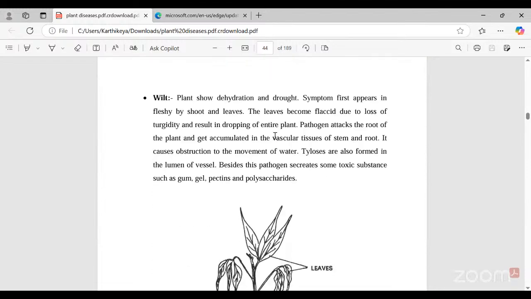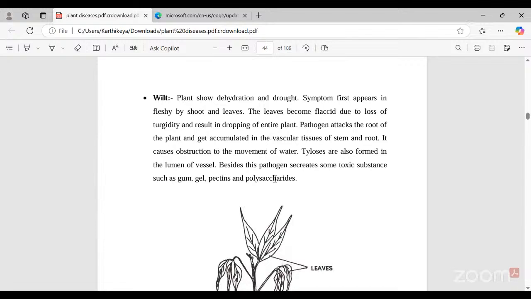Wilt disease. The plant shows dehydration and drought. Drought symptoms first appear in the fleshy shoot and leaves. The leaves become flaccid due to the loss of turgidity, resulting in the drooping of the entire plant. The pathogen attacks the root of the plant and accumulates in the vascular tissue of the stem and root. It causes obstruction to the movement of water.